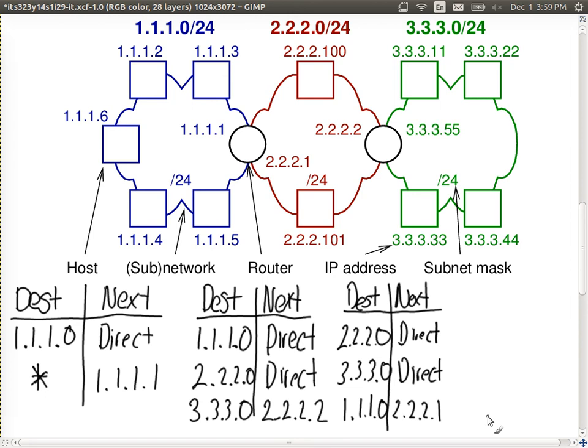Which destination matches? The first row does not match. The destination is not on subnet 1.1.1.0. It's on subnet 3.3.3.0. So the second row, meaning any other value, does match. It tells me send the datagram to router 1.1.1.1. We send it there. That router looks for the destination in its routing table. The third row matches, it sends to 2.2.2.2, which looks for the destination. Remember, the destination is 3.3.3.33. It looks in the routing table: send direct, which means because we're on the same subnet, use the technology there to send.